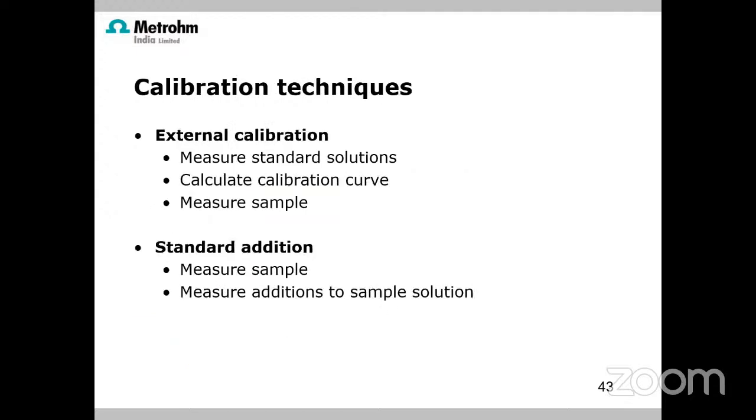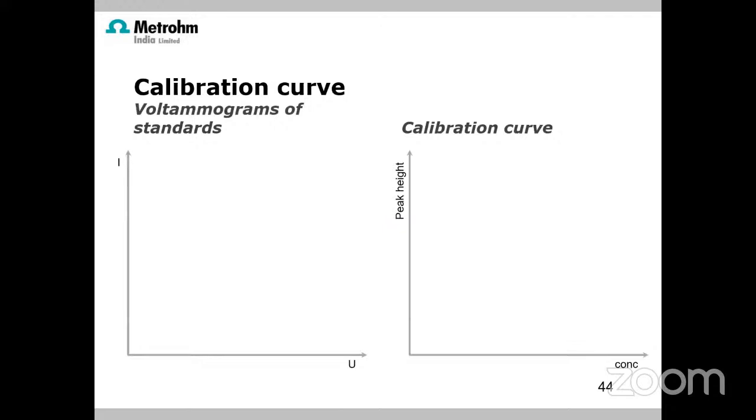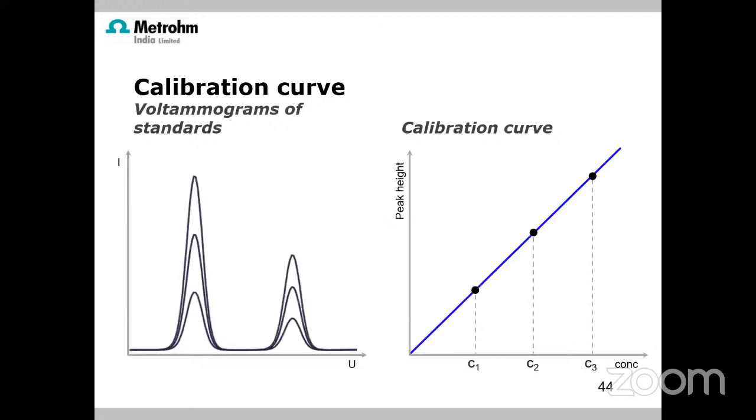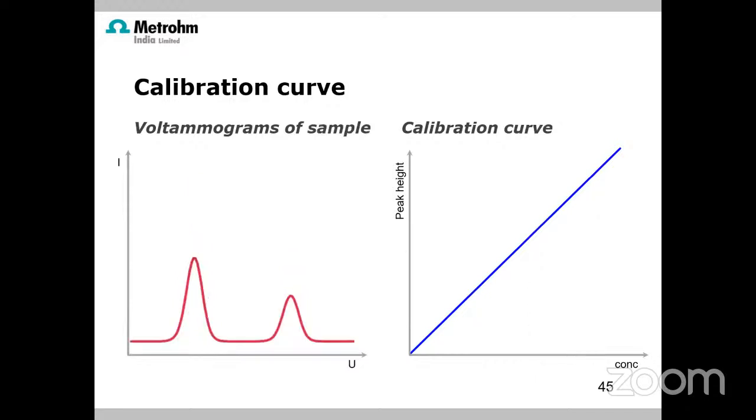Coming to the calibration techniques, there are two ways in which we follow. One is the regular one. We plot a calibration curve, then we run the sample and compare the peak height with the calibration curve. This is the traditional one which we use in spectroscopy, chromatography, etc.